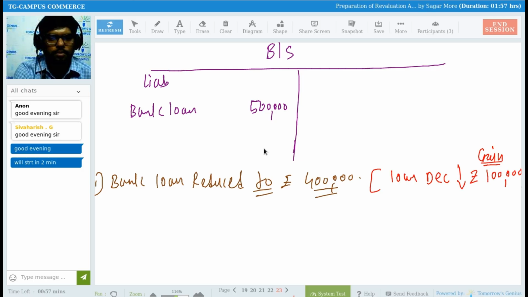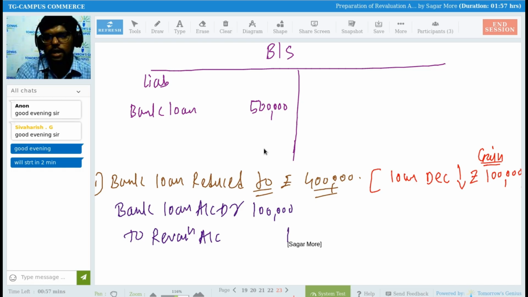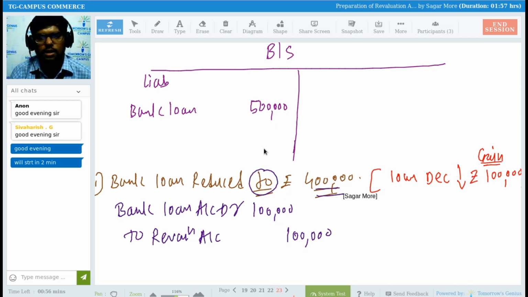Which entry do we have to pass now? Bank loan account debit to revaluation account. Absolutely correct. And the amount is 1 lakh rupee and 1 lakh rupee. Absolutely correct. Understood this or not? Understood. Okay, I'm giving another.